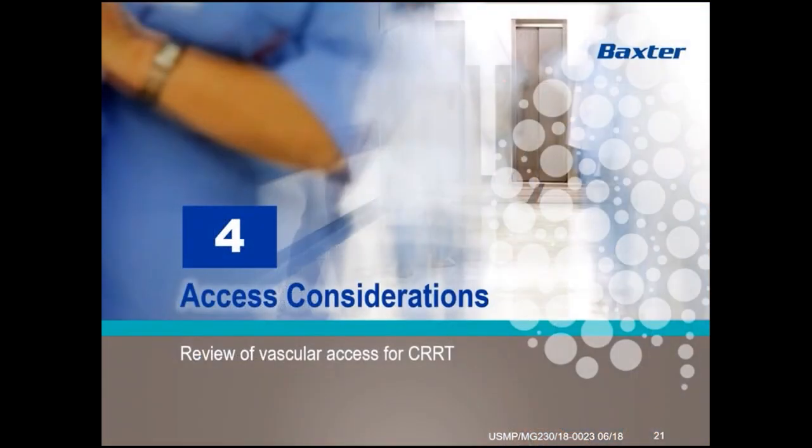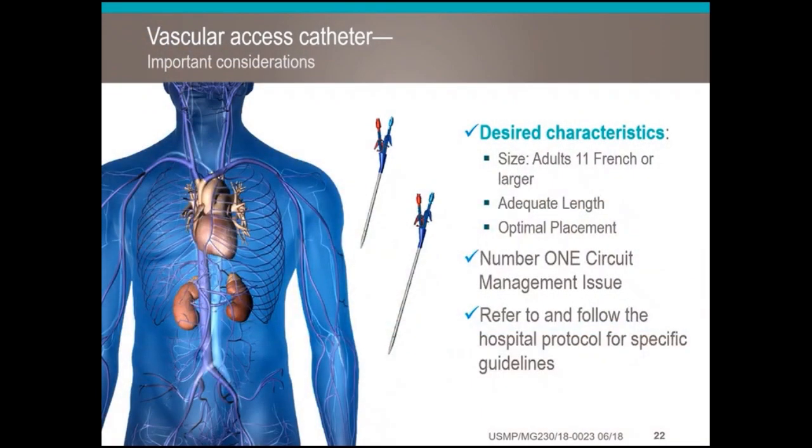Next, we're going to discuss access and review vascular access for CRRT. The KDIGO guidelines give specific recommendations for vascular access. The desired characteristics are a French size of at least 11 French for adult patients. The actual range given in the guidelines is 11 to 14 French. But just as important as the French size of the catheter is the length of the catheter and the placement. Access issues are the number one circuit management issue in CRRT. Almost 40% of interruptions in CRRT therapy are related to a patient's catheter or to their access.